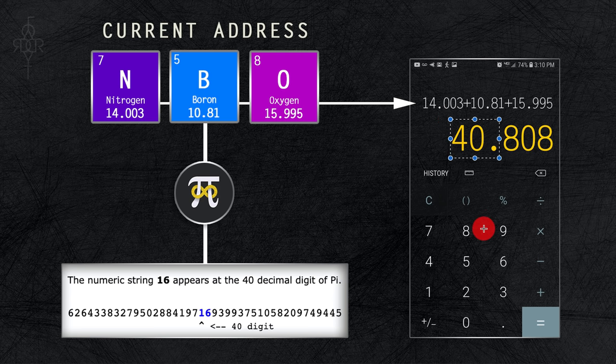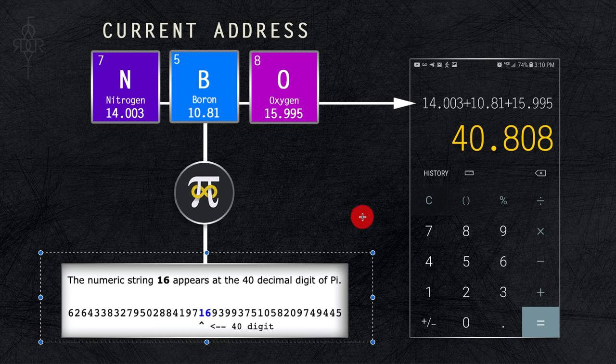And I knew it right off the bat because I know where the 40 is. You go right to the string of pi, and of course the number 16 is the number that appears at the 40th decimal digit of pi. My last name is Piette, one of the very reasons why I've been a pioneer in using the digits of pi and all this methodology.